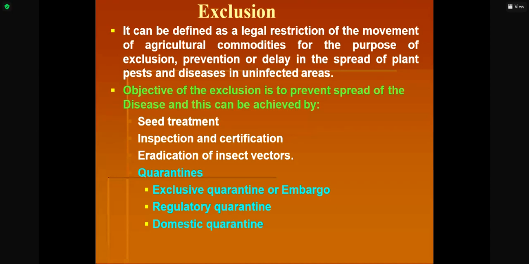For example, blast disease of rice may be seen in Mymensingh region, but may not be seen in Pabna or Bogura or Khulna region. So what we have to do, the rice seed of Mymensingh region should not be moved to the other region where the blast disease is not present. We call it domestic quarantine. That is the restriction of movement of agricultural commodities from the diseased area to the healthy areas.